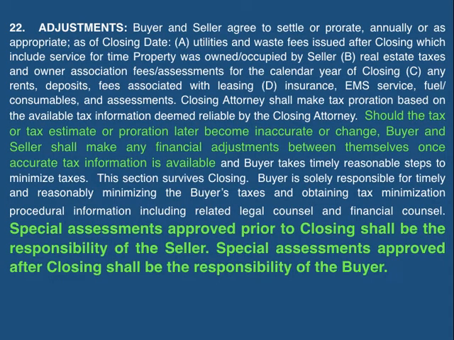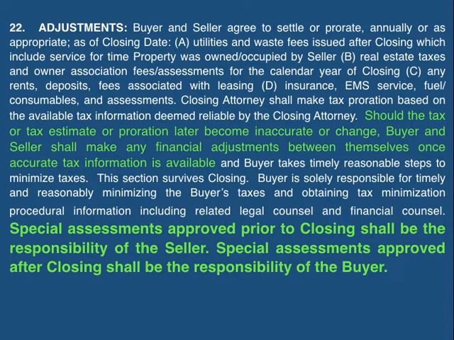Now moving on to 22, adjustments. This is an interesting paragraph, and there's a good bit to it. It says, buyer and seller agree to settle or prorate annually or as appropriate as of closing date. A, utilities and waste fees issued after closing, which includes service for the time property was owner-occupied by the seller. B, real estate taxes and owner association fees, assessments for the calendar year of the closing. C, any rents, deposits, fees associated with leasing. D, insurance, EMS service, fuel/consumables, and assessments, period. What this is showing you is the different things that are going to be prorated at closing. Things that the seller would be responsible for the time they occupied or owned the property.